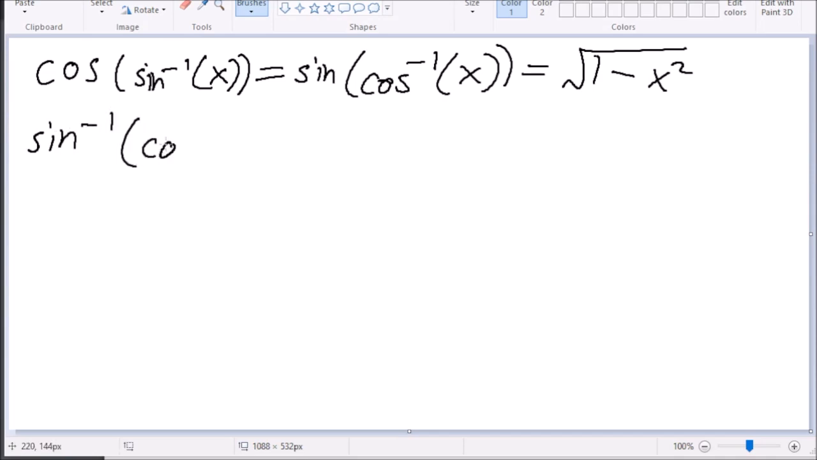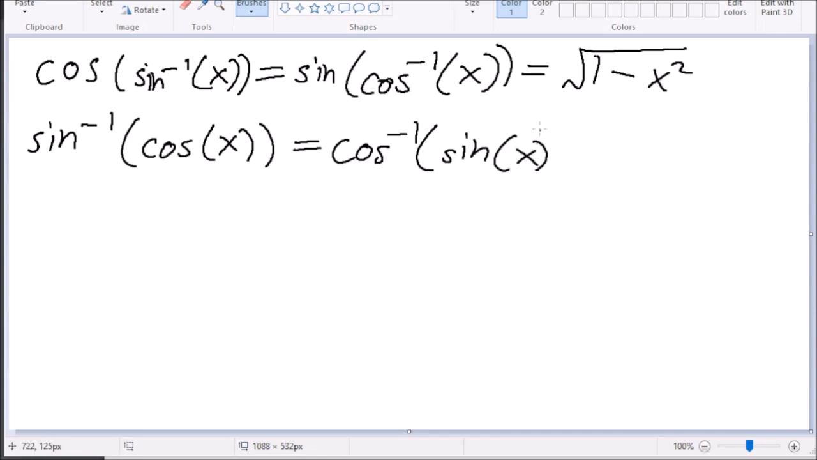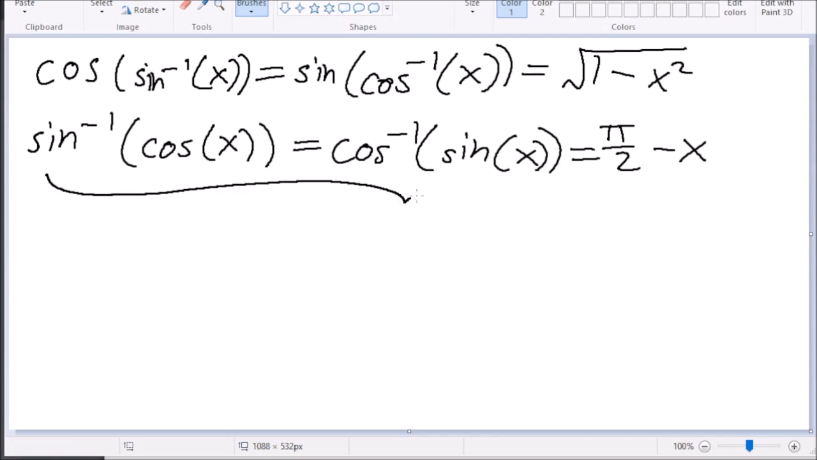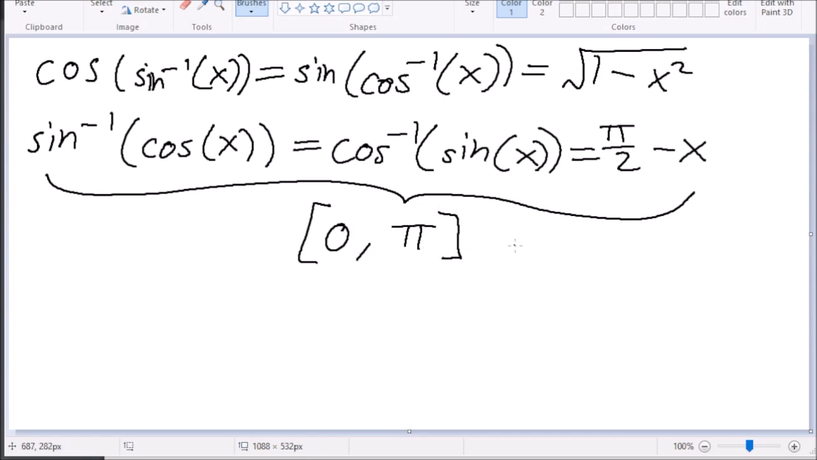kind of works the same way, except that it doesn't equal the square root of 1 minus x squared. So this is equal to pi over 2 minus x. Now be careful. This is not always true. This is only true, I should probably write the whole thing actually. This is only true at the interval of 0 to pi. Anywhere else this is not true.